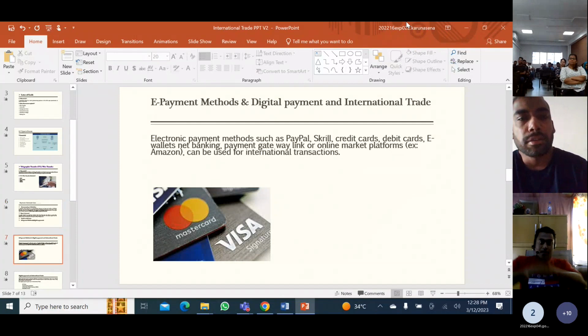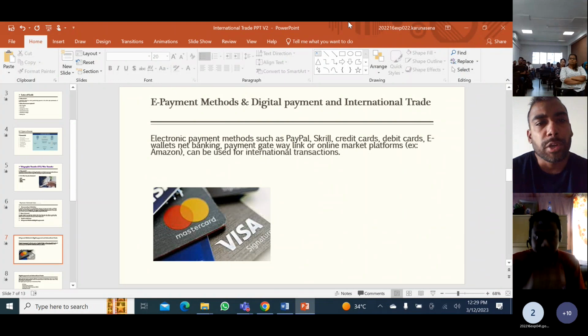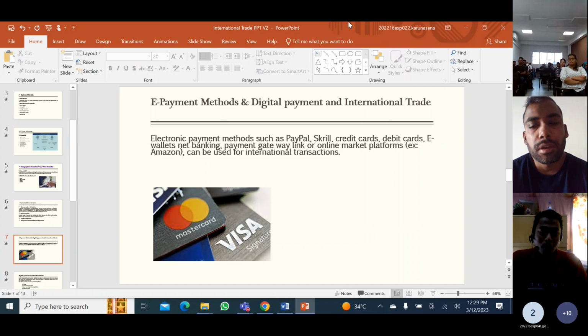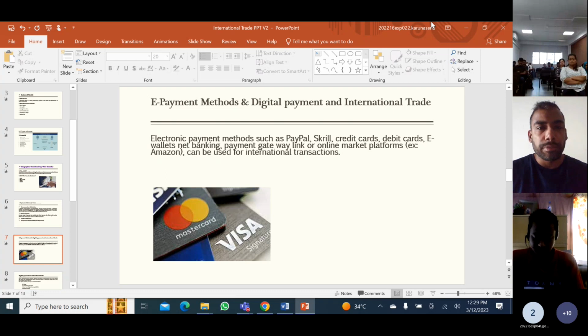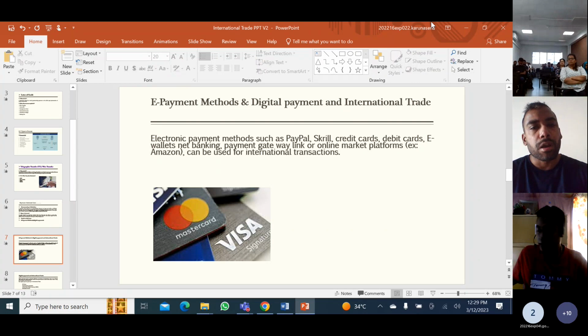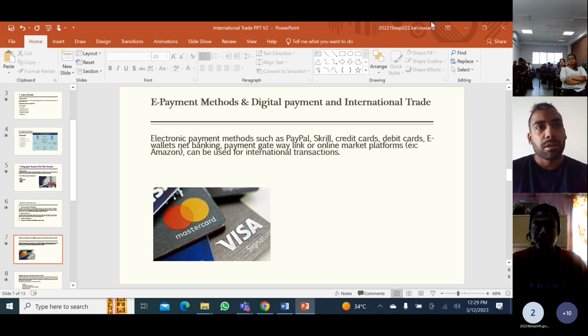Okay, thank you, Harsha. Actually, I'm going to explain about the e-payment methods and digital payments. Digital payments are very popular in international trade currently. As my colleague explained, if you want to open an LC without going to the bank, now you can open an LC because you can submit all the documents online. Or if you want to transfer some funds via SWIFT transfers, simply you can take your mobile or your laptop, log into your online bank and transfer funds.